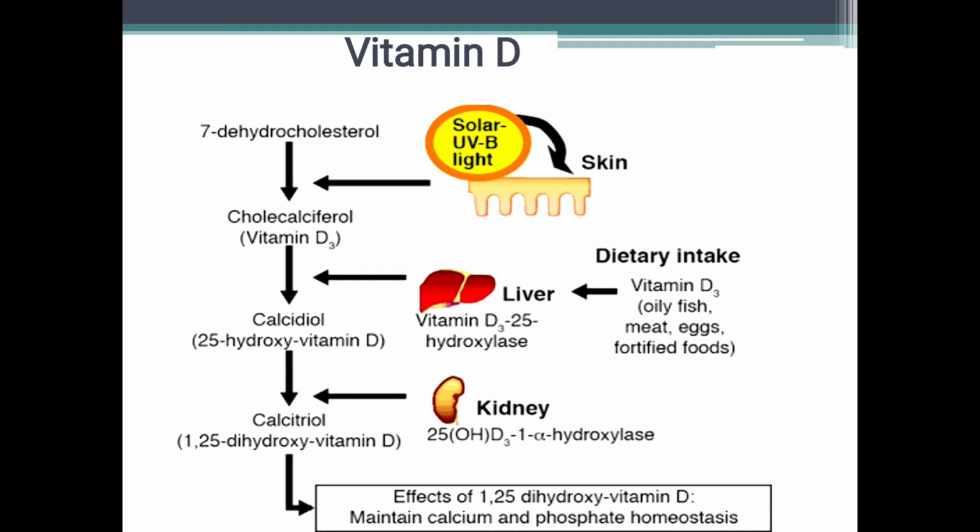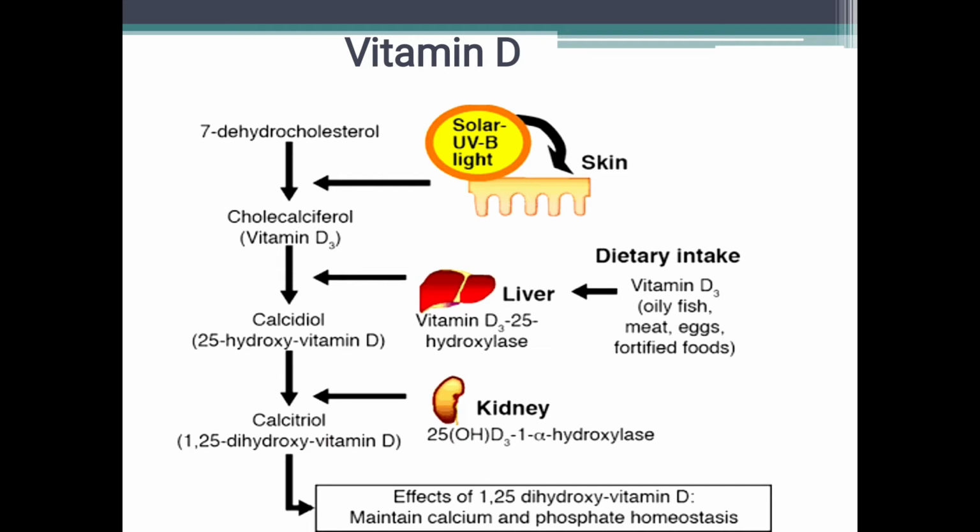So once again I am repeating this, don't get confused. In the skin there is 7-dehydrocholesterol. Under the action of ultraviolet rays, the sunlight, it is converted into cholecalciferol, that is vitamin D3. This cholecalciferol will be converted into 25-hydroxycholecalciferol in the liver under the action of enzyme 25-hydroxylase.